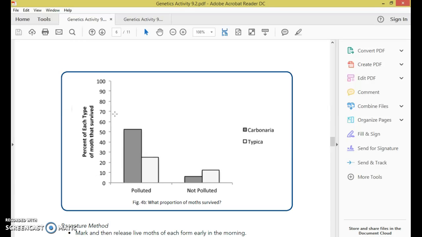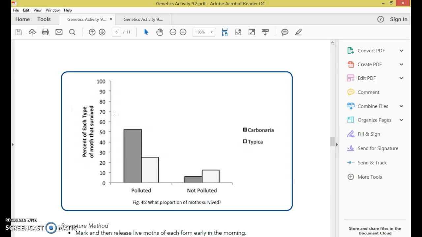And hopefully in your making sense column, you were able to say something like, there seems to be a connection between how well the predators can see the moths. So the lighter moths, the typica moths, could be seen more easily on the polluted trees and did not survive as well. And the darker moths did not survive as well on the trees where more lichen were, in the non-polluted areas.